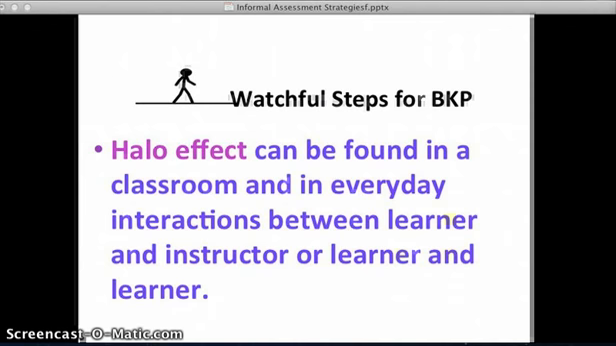Now, what is the most watchful tip for the background knowledge probe? It is the halo effect, or rather I'll call it halo error, a term coined by psychologist Edward Thorndike. Halo error is a cognitive bias in which our judgment of a person's character can be influenced by our overall impression of him or her. It is very important during the background knowledge probe because it is generally found in the classroom in everyday interaction, learner to learner or learner to instructor.